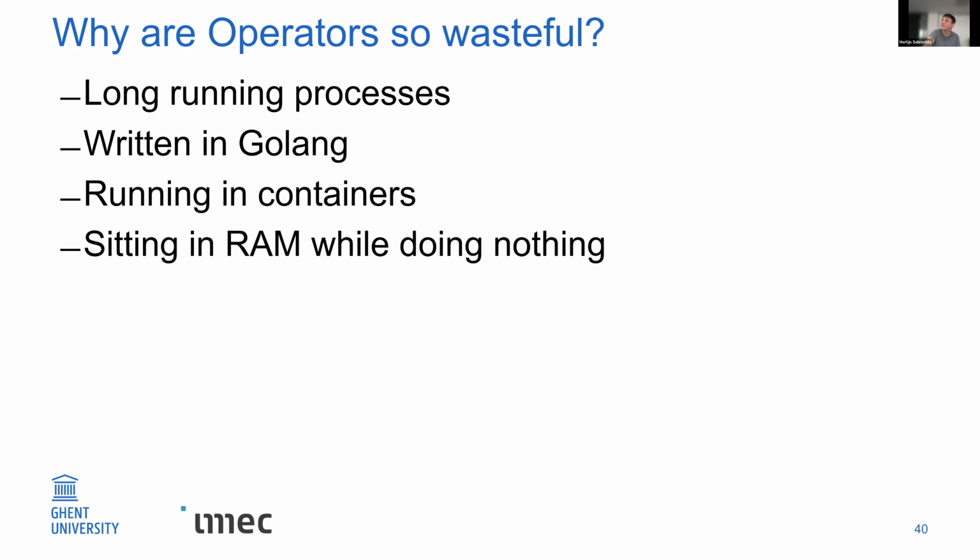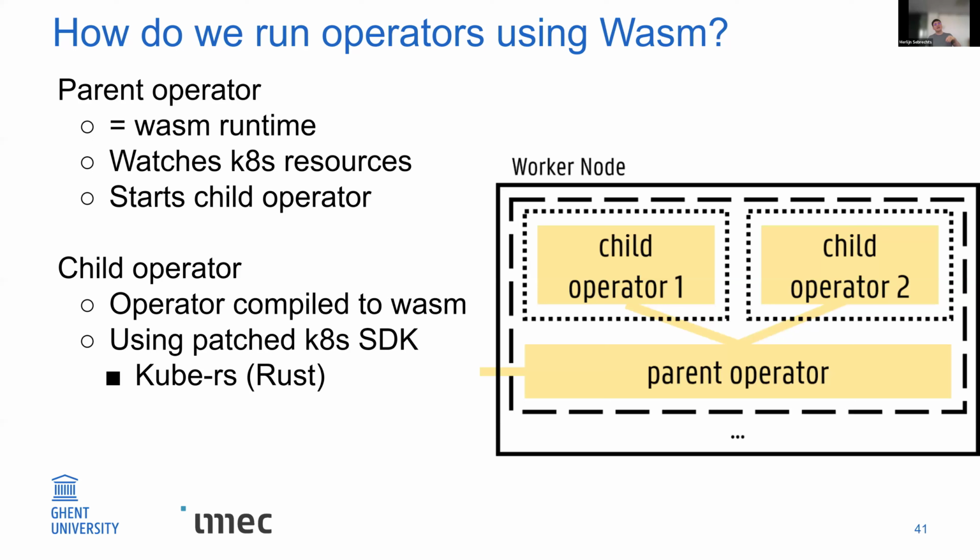So our solution for this problem is to run operators in WebAssembly. The system that we built uses a parent operator. The parent operator is basically the WebAssembly runtime. And the WebAssembly runtime is the only thing that keeps on running and keeps watching these Kubernetes resources. The parent operator, that's the system that listens to changes. And then when a new change comes in, it starts a child operator simply to process that change. And then when the change is processed, then it shuts down the child operator again.